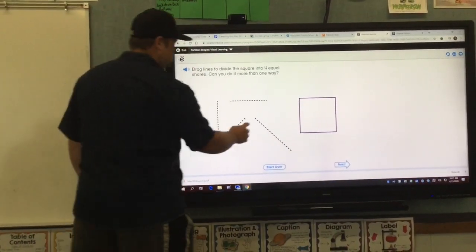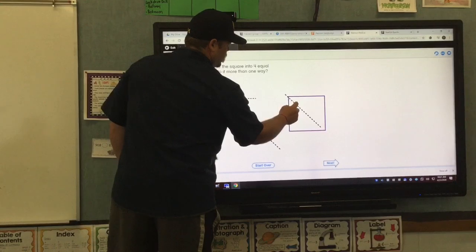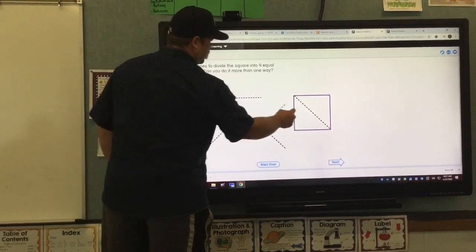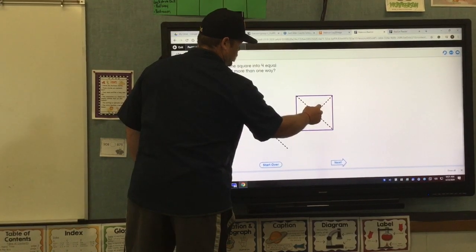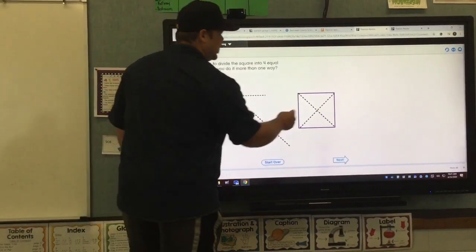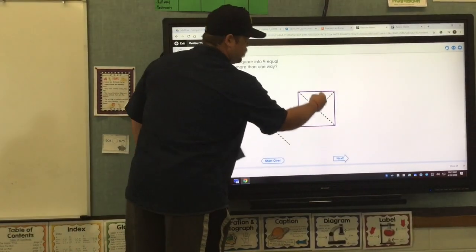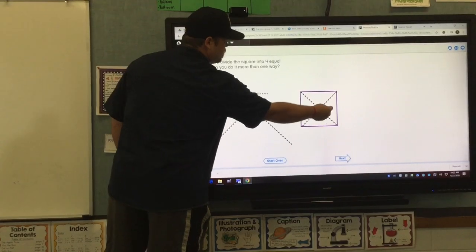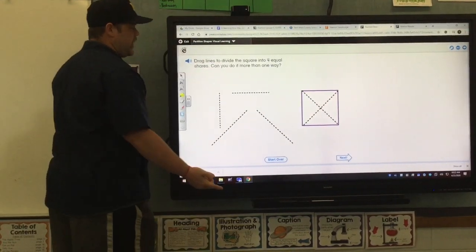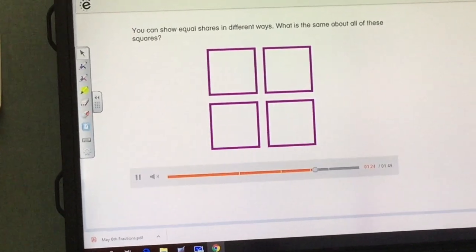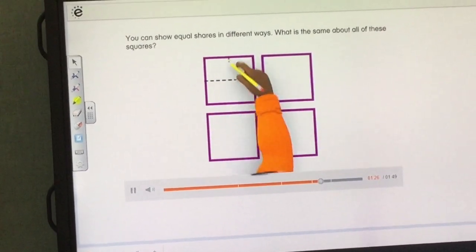All right, now I'm going to try it diagonally. Put a diagonal line there. I need 4 equal, so I'll put another diagonal line like that. And if that was a tray of brownies or Rice Krispie treats, and I cut it diagonal like that, everybody would get an equal share because everybody would have a triangle that is the same size, so nobody would be upset. 4 equal shares. You can show equal shares in different ways.